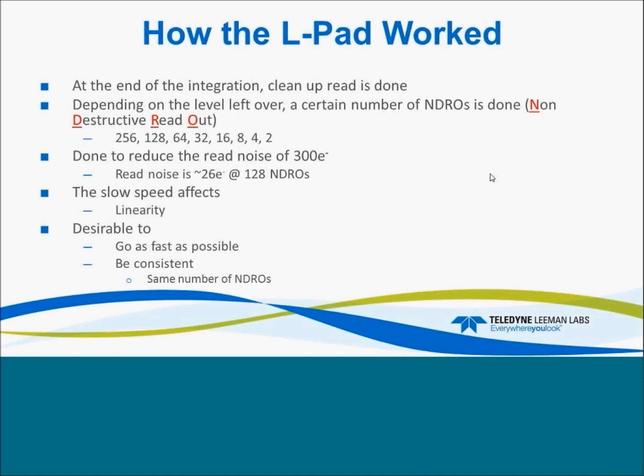Depending on the level, what the intensity or what that charge was, a certain number of non-destructive reads would be done, and it would be something in this group. So it's either 256, 128 or so. And that's done to reduce the noise. If you just do one read, you're going to get a read noise of 300 electrons. If you do some number of non-destructive reads, you can reduce the read noise. And the read noise is reduced by the square root of the number of reads. So if you do 128 NDROs, you can get that 300 electrons down to about 26 electrons or so. Okay.